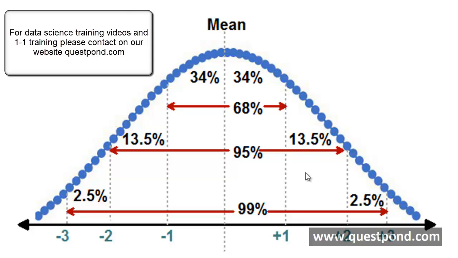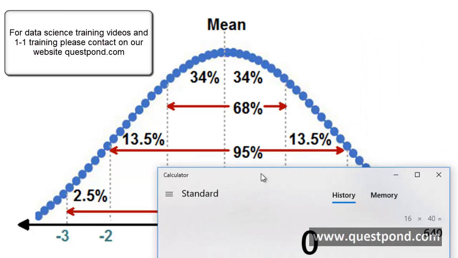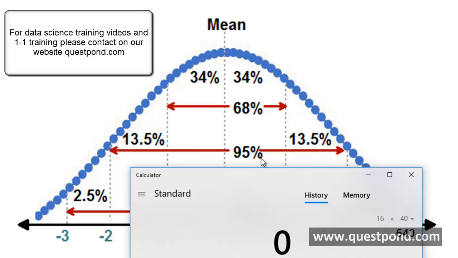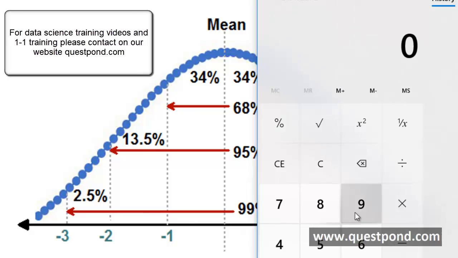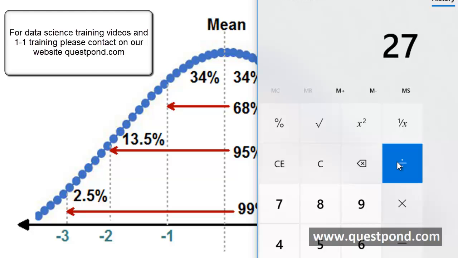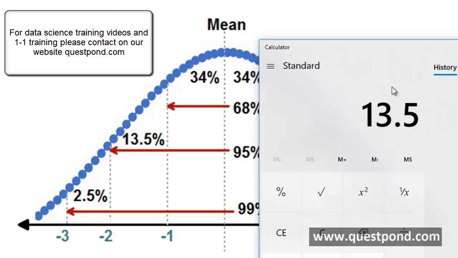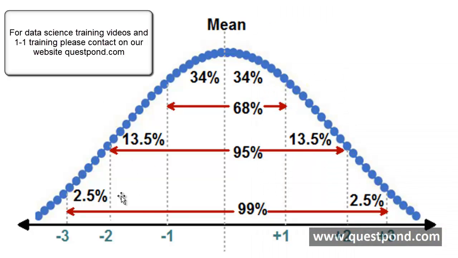Now you can see here, for example, if this is 34% and this is 34%, that means this is 68%, and this is 95%, then you can say that this third section is 13.5%. Why? Look at it, 95 minus 68, which is 27. Again, we said on the left side of the bell curve 50% will lie, and on the right side of the bell curve 50% will lie. So if I divide by 2, this is 13.5. So this section is 13.5% here and 13.5% here.